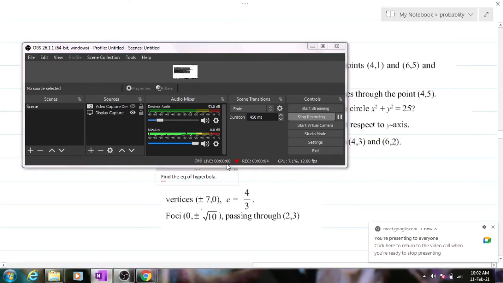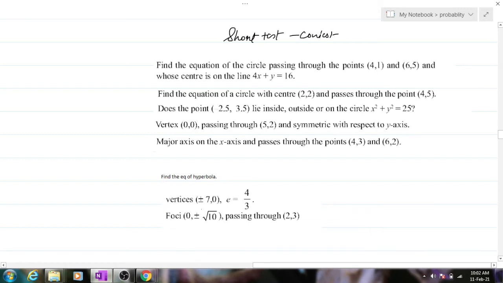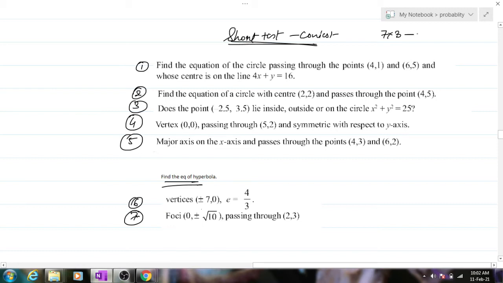So today we are going to start off with a short test on your conic sections. In total you have seven questions, each of 3 marks, so 21 marks, and it will be of 25 minutes.